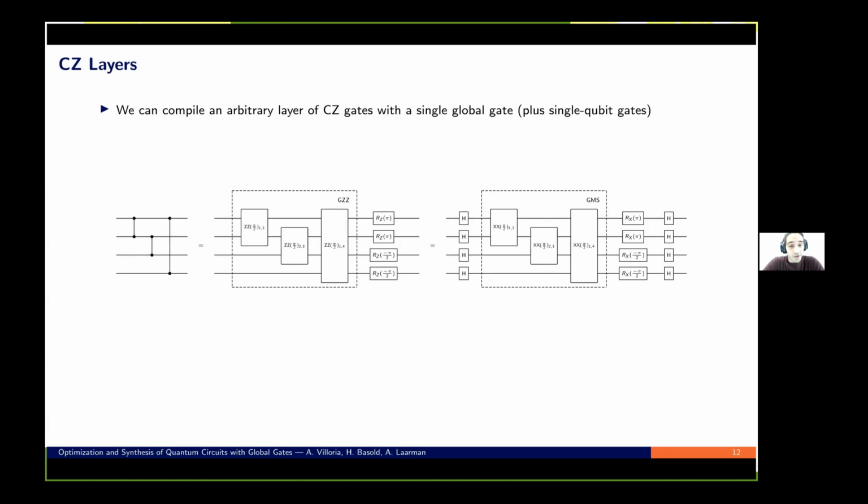So control Z layers, for example, can be compiled always with just one global gate. This is quite easy to see, since a control Z gate is equivalent to a ZZ rotation, followed by two rotation gates on the Z axis on single qubits. So they can always be pushed to the right or to the left. And then if you conjugate everything with Hadamards again, you can have the XX version of this.